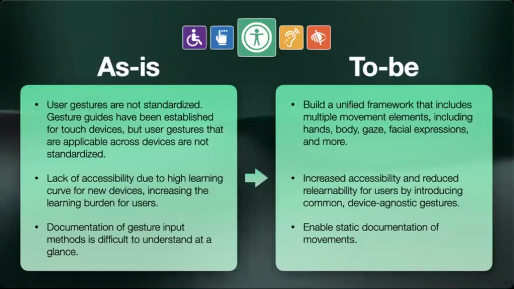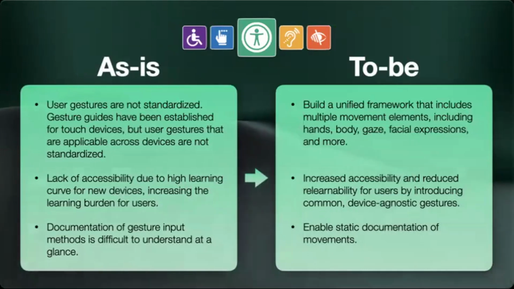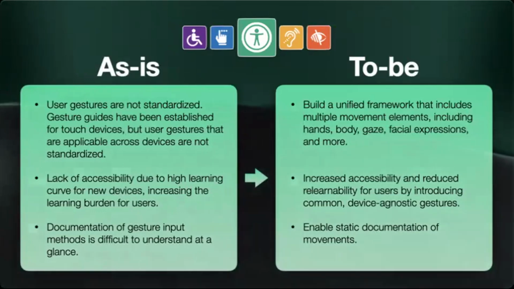And as we close this presentation today, let's look at where we stand now, and where we want to go. Right now, human movement interfaces lack standardization, as each device uses its own movements. Though touch devices often include clear instructions, non-contact interfaces remain unstandardized. This situation requires relearning input methods each time a new device is encountered. In addition, current documentation can be confusing, like video documentation, making it difficult to grasp at a glance.